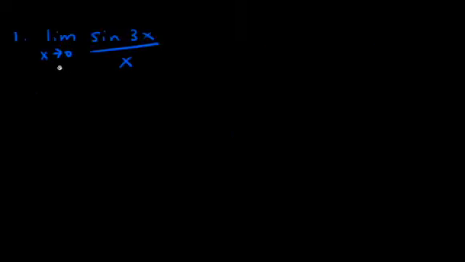So we have the limit of sine 3x over x as x approaches 0. So in these types of problems, what you first want to do is make sure that the coefficients are the same, right? Because in the theorem, it has to be sine x over x. So in this one, we want it to be sine 3x over 3x for it to be able to equal 1, right? And so for us to do that, we have to multiply both sides by 3.